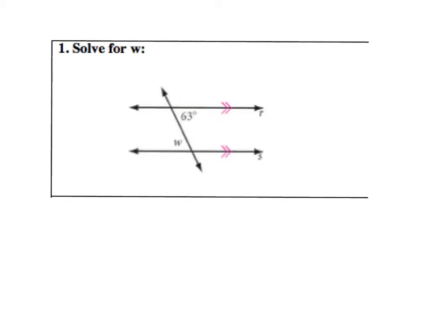So let's get started putting these ideas into action. This question says solve for W. And we know that if we draw our Z on our parallel lines, these two angles are the same. So angle W is just 63 degrees.